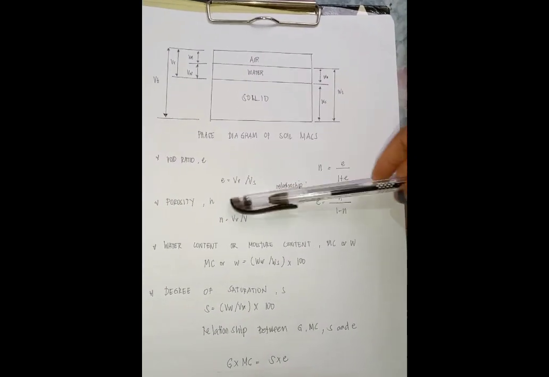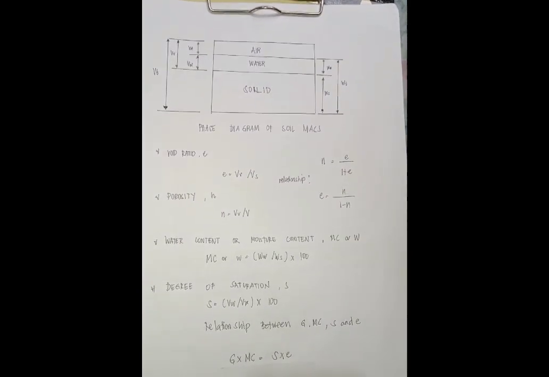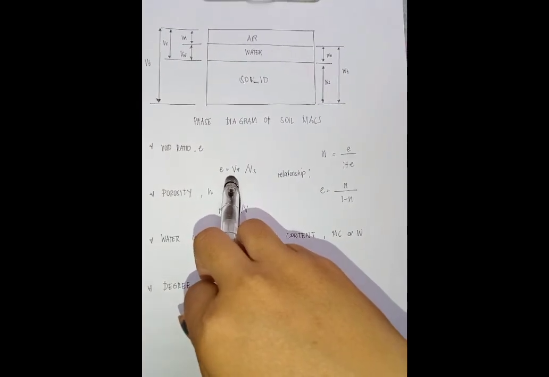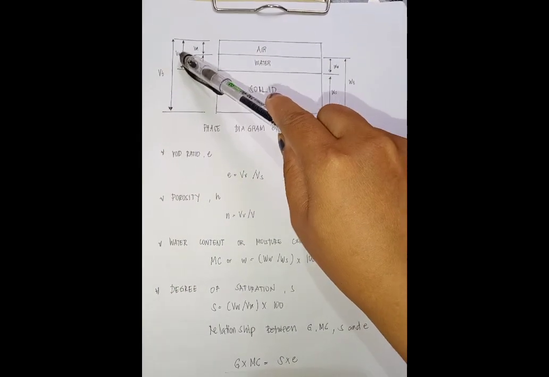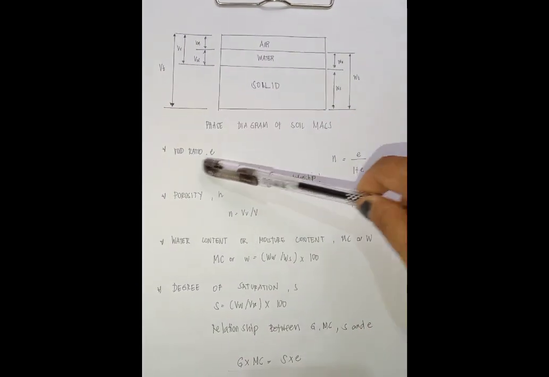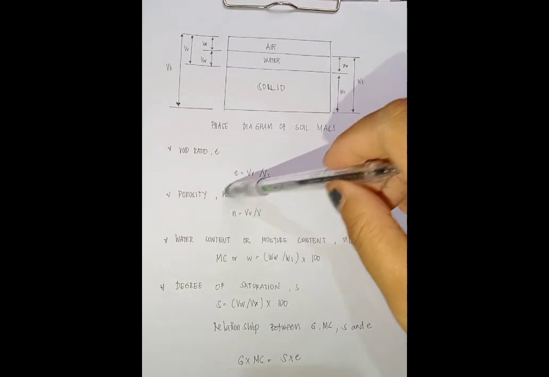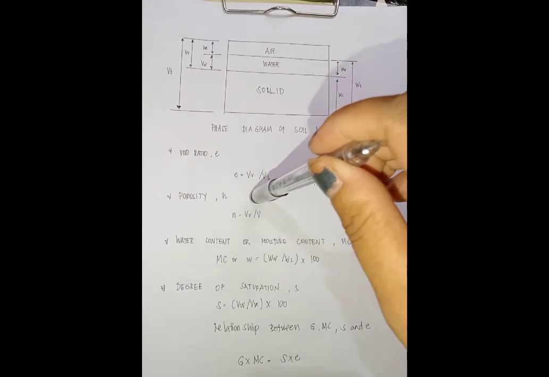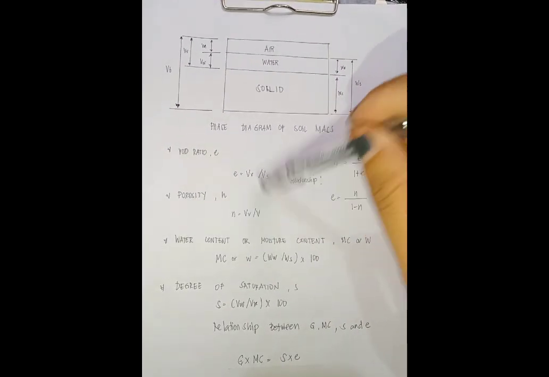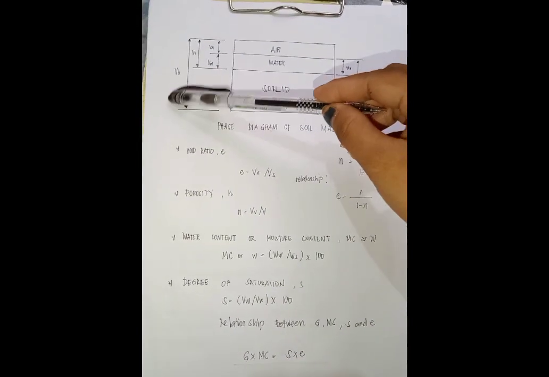So, in this diagram, makakabuo tayo ng formula. First, we will have the formula of void ratio, which is represented by the variable e. Katulad ng sinabi ko kanina sa mga basic properties of soil, e is equal to the volume of voids all over the volume of solid. So, volume of void over the volume of solid, doon natin makukuha yung void ratio. In porosity naman, we will have the variable n. Porosity is equal to the volume of void all over the total volume, or V.